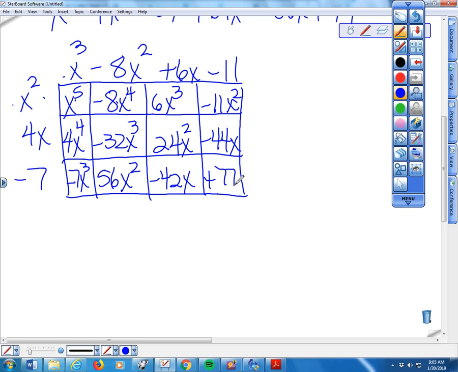So now I'm going to go through and combine anything that has the same exponent. So I look along all of my boxes, and there's nothing else with an x to the 5th. So that one's done. Now let's do the x to the 4th. I have negative 8 plus 4. And is that the only 2 x to the 4th? Yes. So that's negative 4x to the 4th. Let's do the cubes. I have 6x cubed minus 32x cubed. That's negative 26x cubed minus 7. It's negative 33x cubed.